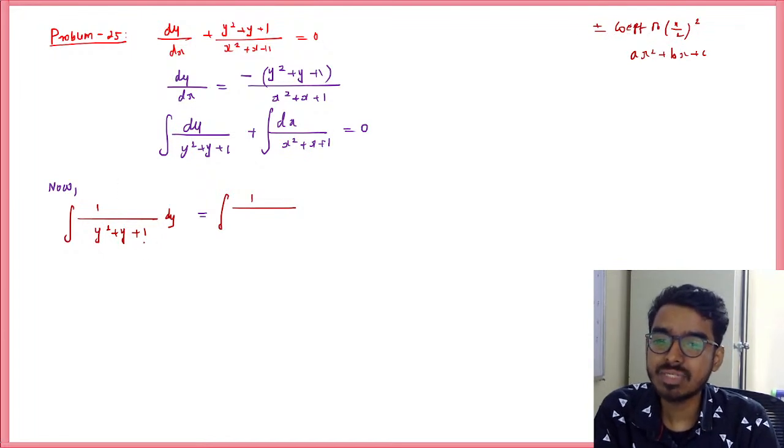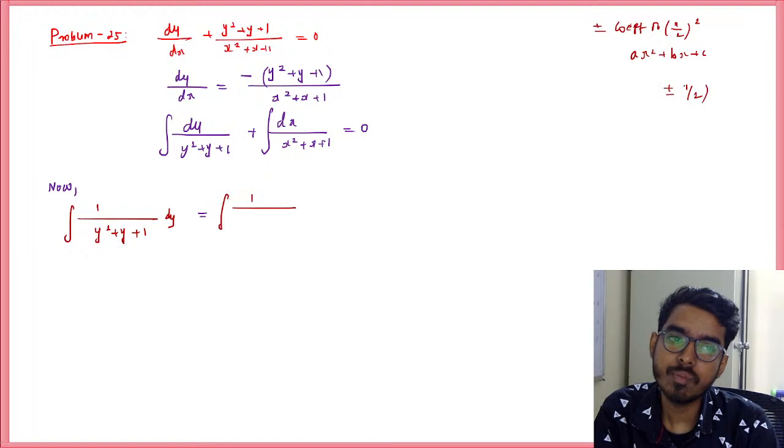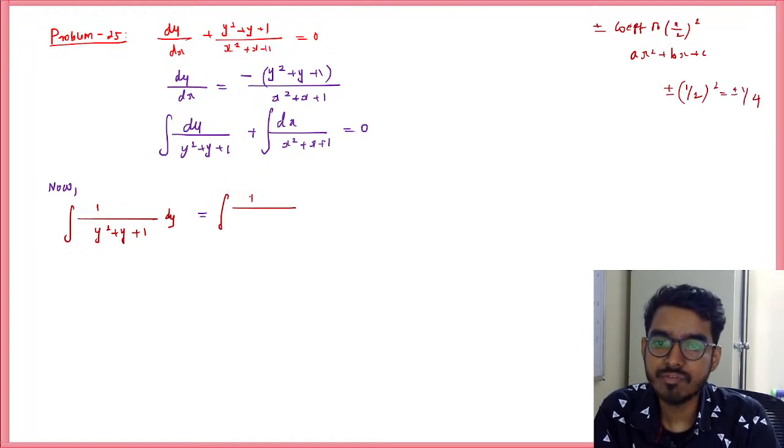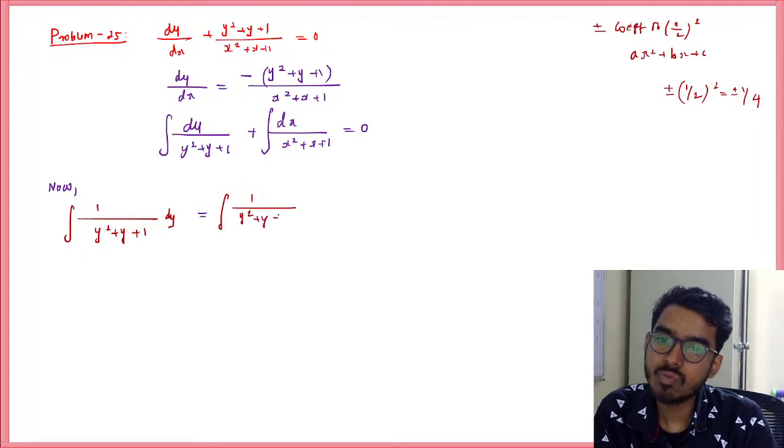So here it is in terms of y. So what is the coefficient of y? It is 1. So we just have to add and subtract (1 by 2) whole square, that is 1 by 4. So we have y square plus y plus 1 by 4 minus 1 by 4. Already we have plus 1, right?